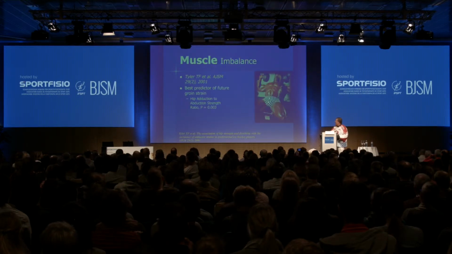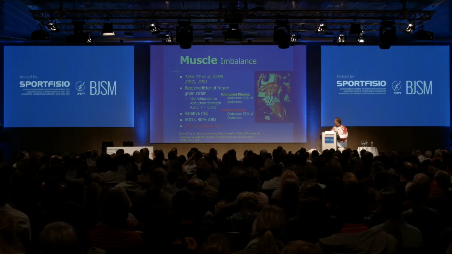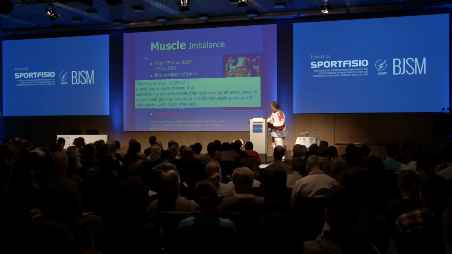But what we found when we went inside the numbers was the best predictor of a future groin strain was the strength ratio of the hip adductor to abductor strength in that ipsilateral leg. In fact, the relative risk when the adductors were only at 80% as strong as the abductors was 17 times greater. And when we look inside the uninjured players, their adductor strength was 95% of their abductors. The injured players are only 78%. That's something that we use today, which we'll go over in a second, to help guide return to play. Christian also showed a similar strength ratio in his soccer players, where it was predictive of pain-free hip testing.